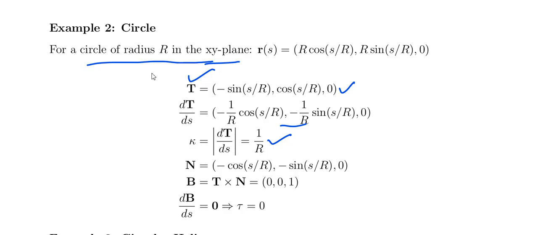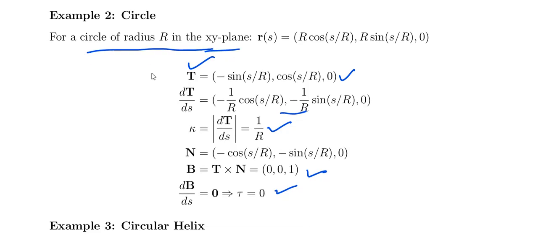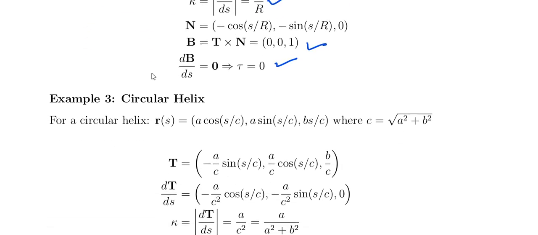அதே மாதிரி normal என்றது minus cos s by r, minus sin s by r, 0. That is binormal என்றது T cross N, that is equal to 0, 0, 1. Binormal rate of change என்றது that is 0, that is torsion equal to 0. So very simple idea. And the third example is circular helix.